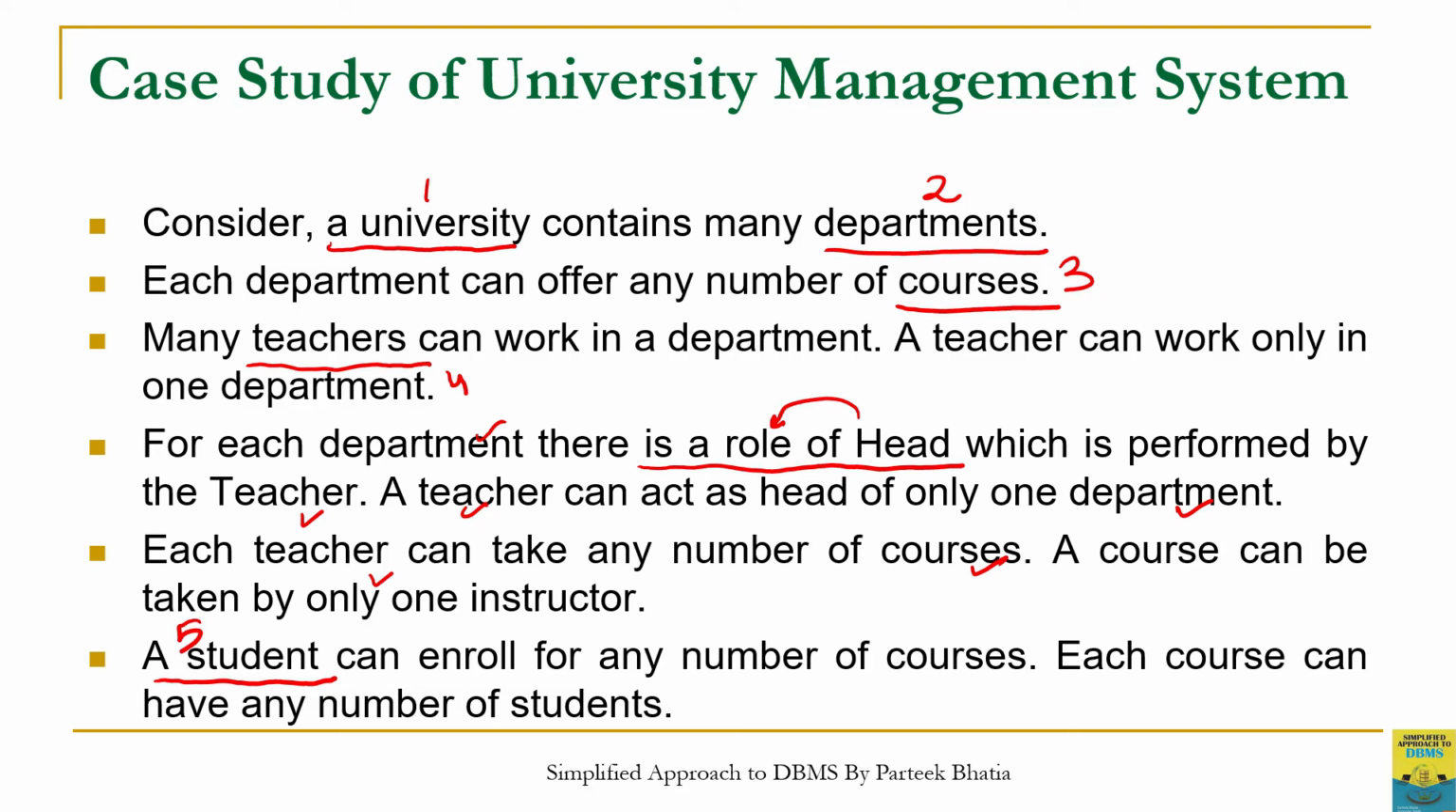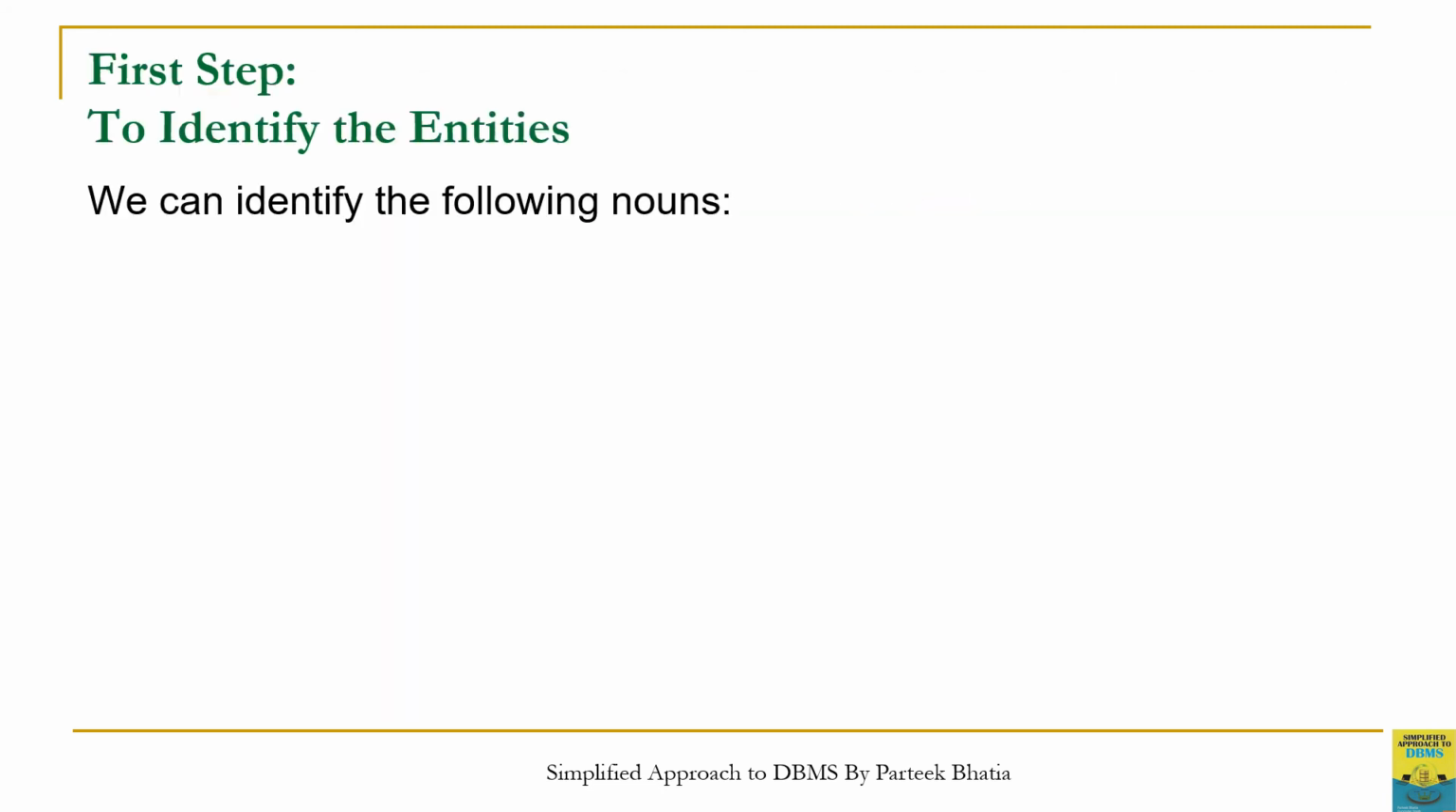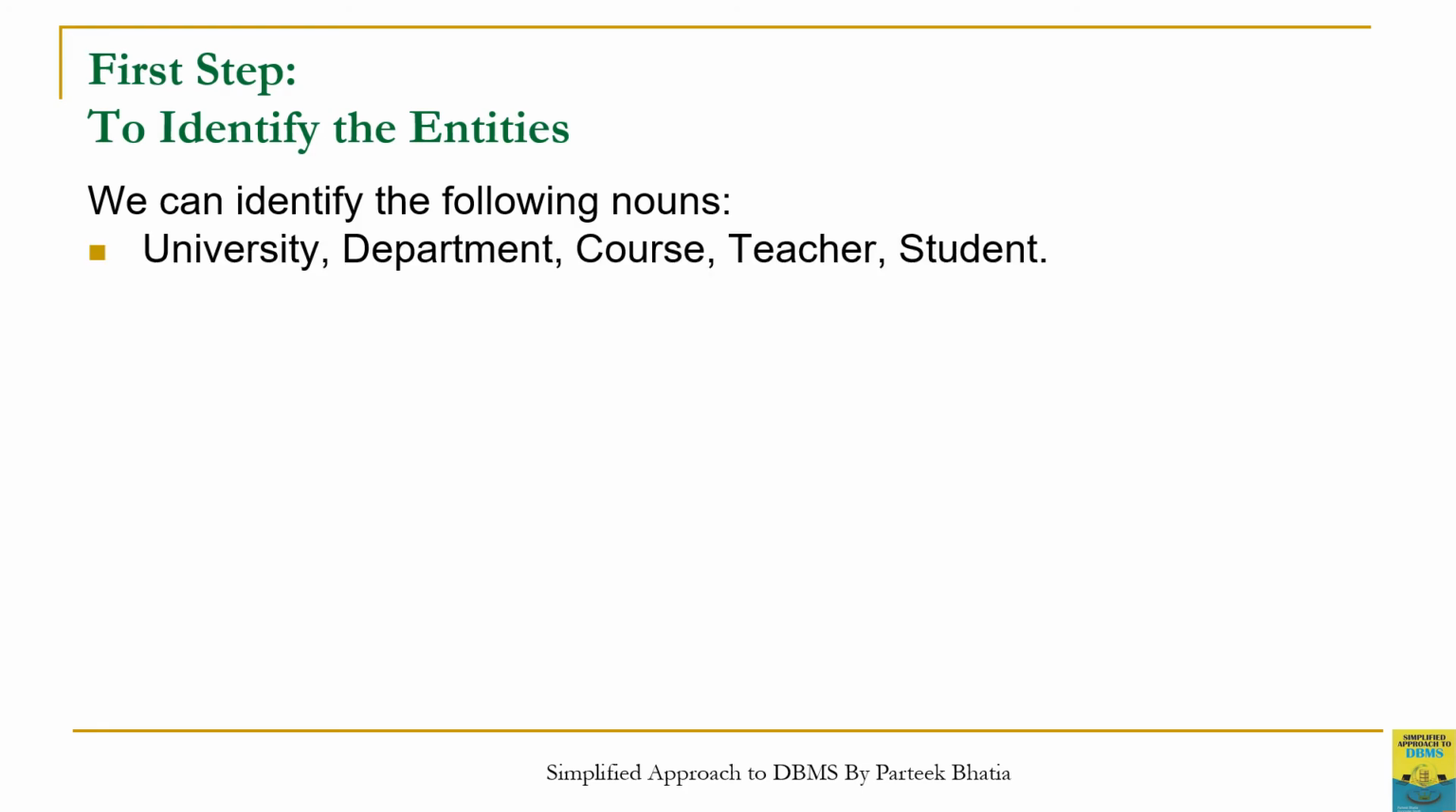So in this requirement sheet, by reading each point line by line, we have identified 5 nouns. First is university, second is department, third is course, fourth is teacher, and fifth is student. Let us prepare the list of all such nouns in the first step. So here you can see that in the first step we have to identify the nouns, and these are the 5 nouns: university, department, course, teacher, and student.